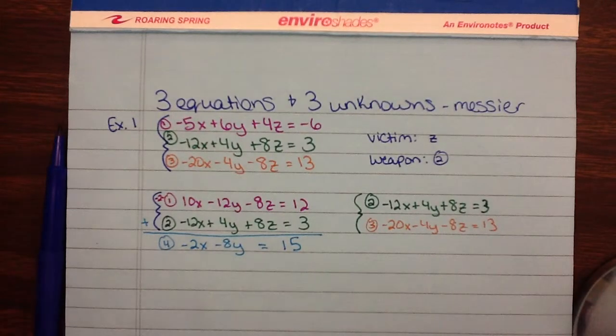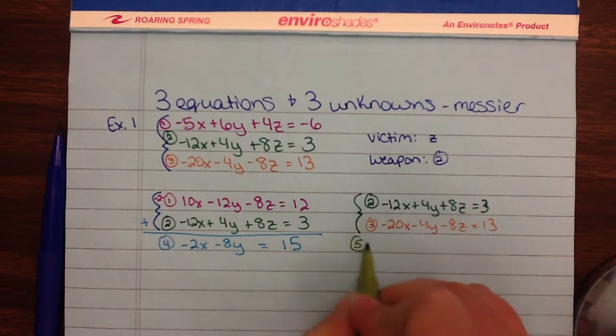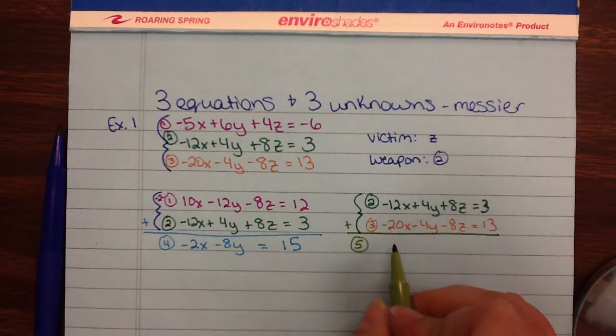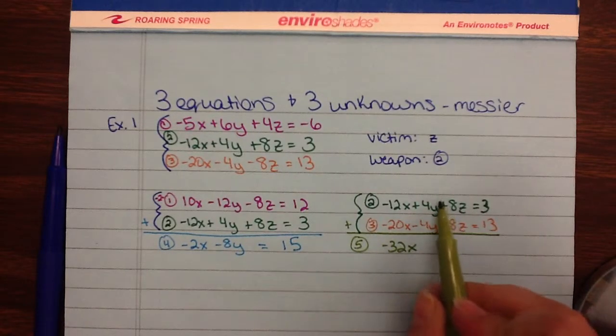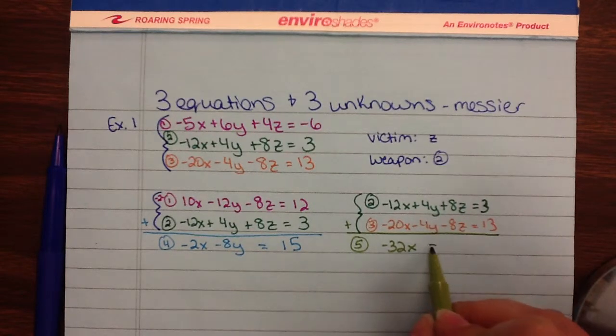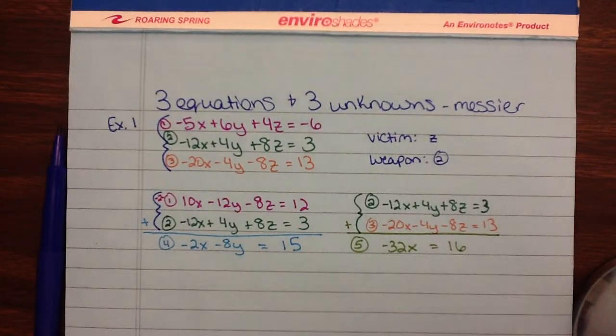So now I need to go ahead and get my equation 5. Equation 5 I get by adding this set. So negative 12 minus 20 is negative 32x. Oh, look, my y's cancel and my z's cancel, so there's nothing here at all. 3 plus 13 is 16. Hey, that's going to make this a little bit easier.